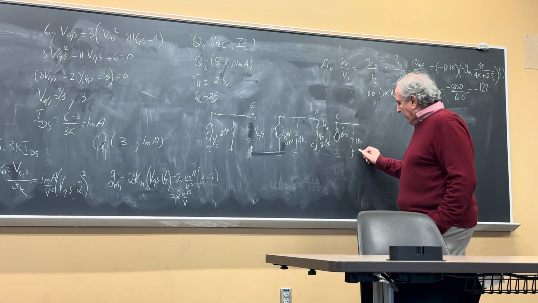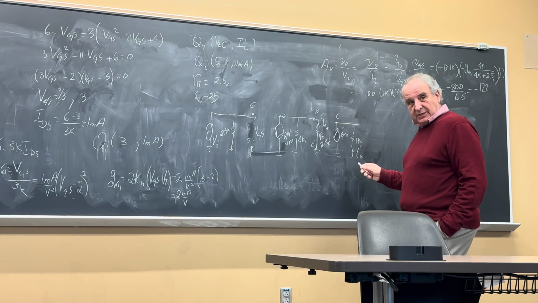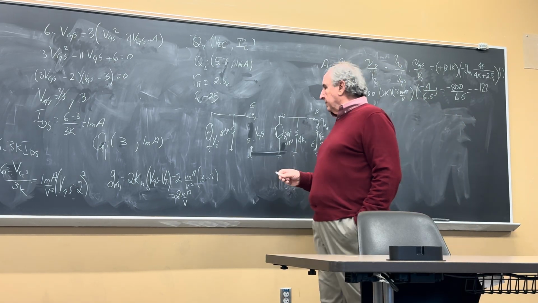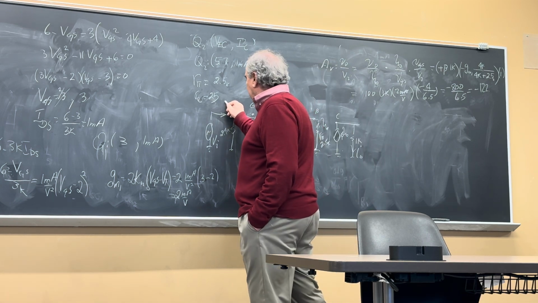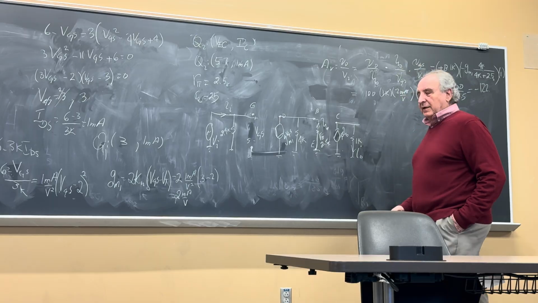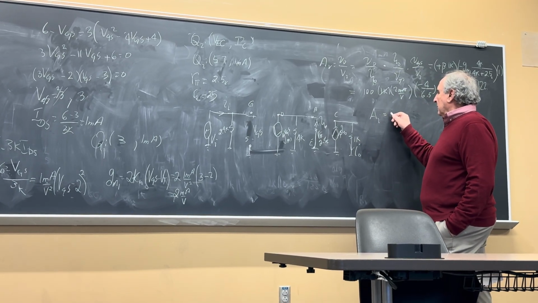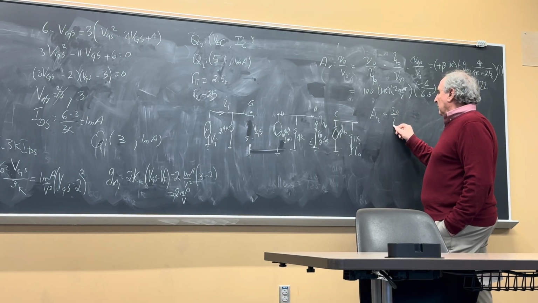Suppose this is I out. I'm just adding a little bit more stuff. And this is I in. Find the current gain. AI equals I out over I in.